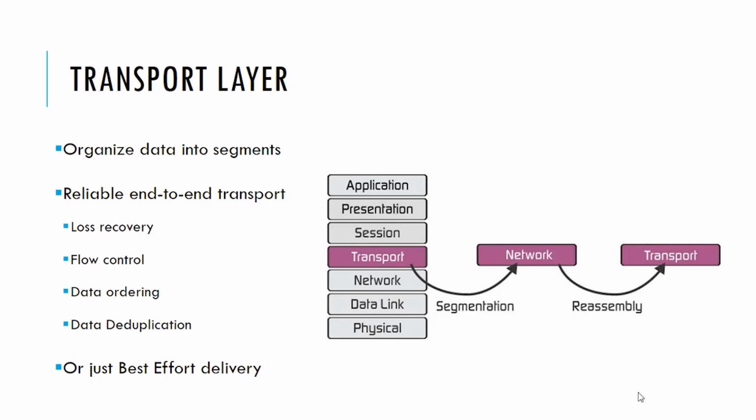When we try to explain the word reliable, we refer to loss recovery, which means that data transmitted arrives at the receiver side with no losses. We also refer to flow control, the adjustment of the flow between the sender and the receiver according to the network conditions and according to the requirements of data. We refer also to data ordering.